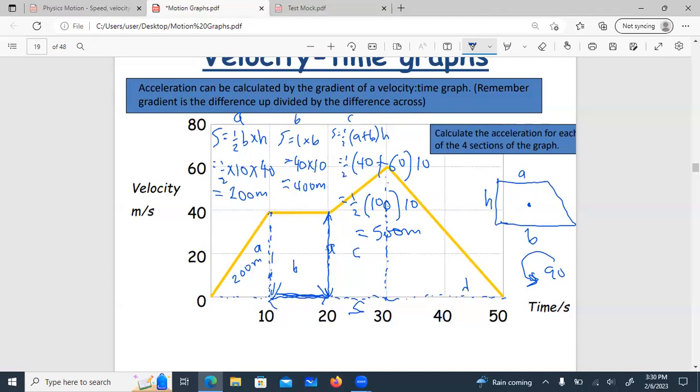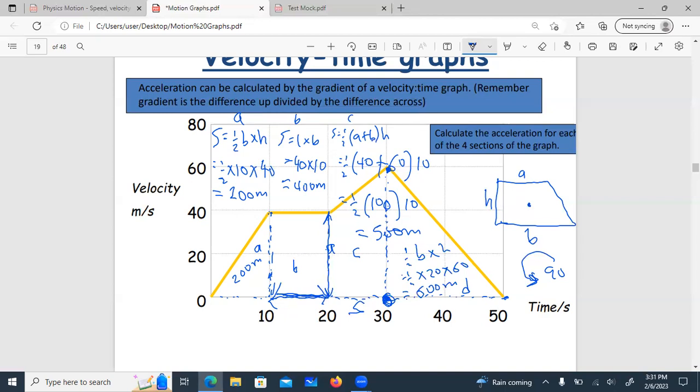Now let's deal with the shape D. This is the base from 30 to 50, so our base is 20. And our height is from this point here to this topmost point, which is 60. So the area of D is half base times height. That will be half multiplied by our base, 20, multiplied by our height, 60. Why are we using this formula? Because the shape of D is a right angle triangle. Half multiplied by 20 multiplied by 60 will give us 600 meters.